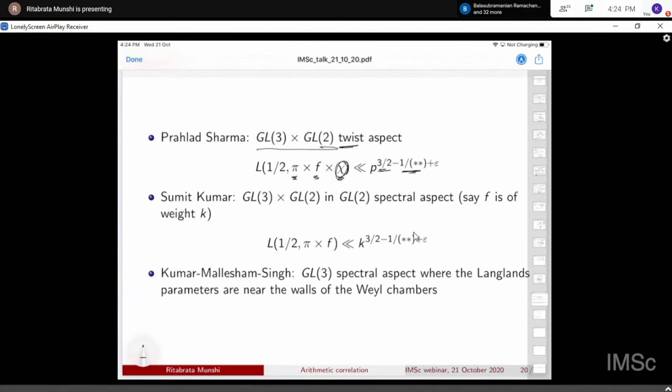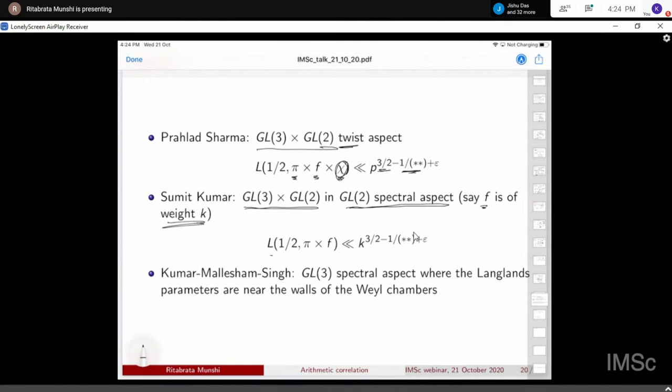My other student, Kumar, he's looking at, or has already written this. Sharma has also finished writing this thing. These are already on the arXiv. So he looks at GL3 times GL2, and the GL2 spectral parameter varies. Okay, so for example, you can assume that the GL2 part is a modular form f of weight k, where k is going to infinity.